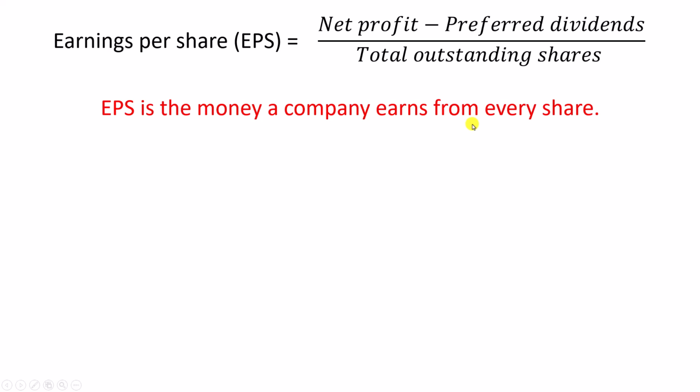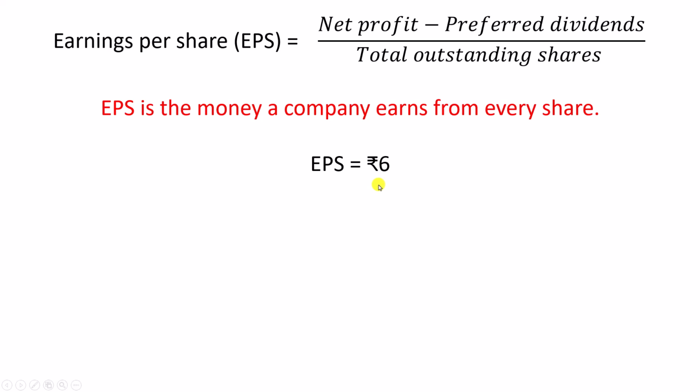Now let me take an example. Let us say that we are analyzing a company and I have substituted values for net profit, preferred dividends and total outstanding shares and calculated the value. And let us say that we have obtained the EPS as 6 rupees. Just an example. It means that every share is earning 6 rupees. Let me go in detail.